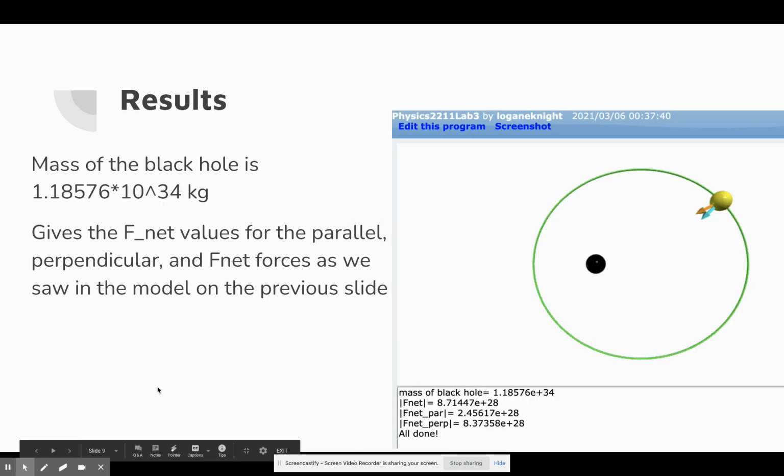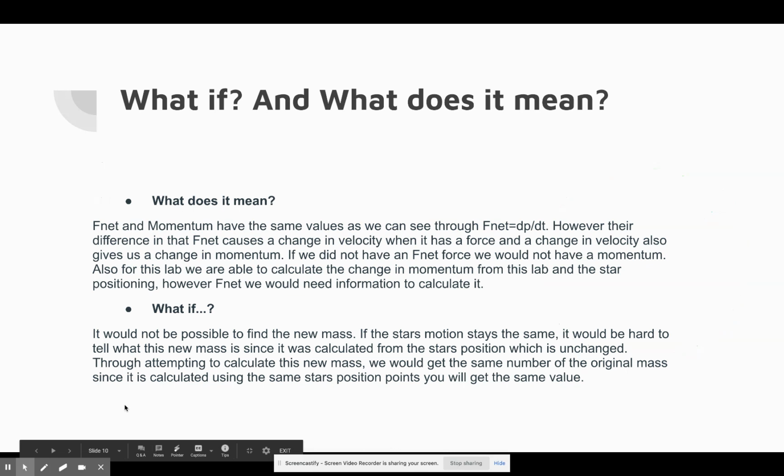So for the results, we're able to get the mass of the black hole is 1.18576 times 10 to the 34. And we're also given those different F net values and F net directional values that we did use to calculate this mass of the black hole. So what if and what does it mean? So what does it mean?